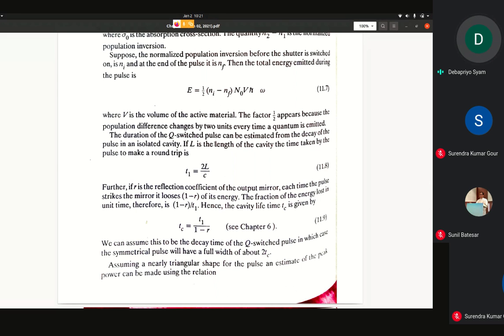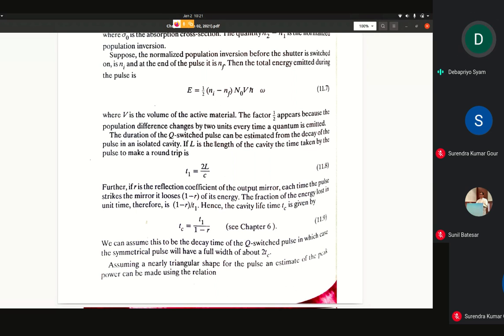In one back and forth motion, the radiation gets reflected once by the perfectly reflecting mirror and once by the imperfectly reflecting mirror with reflectivity R. Therefore, after one round, the amount of energy that is lost or radiated away is 1 minus R of its initial energy. So the question is, how much time would it take to lose all the energy? That's the question.